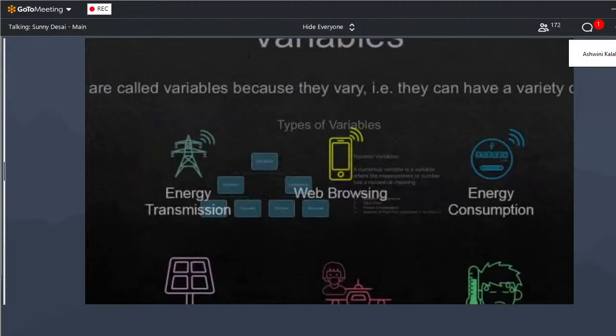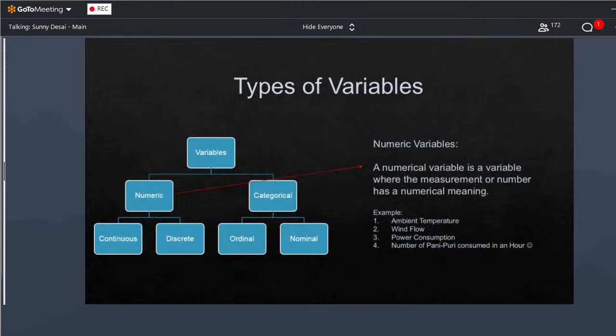Now when Sunny, we talk about, Sunny, yes, yes, Arun. Sunny, there was a question. Can you define variable in one statement?